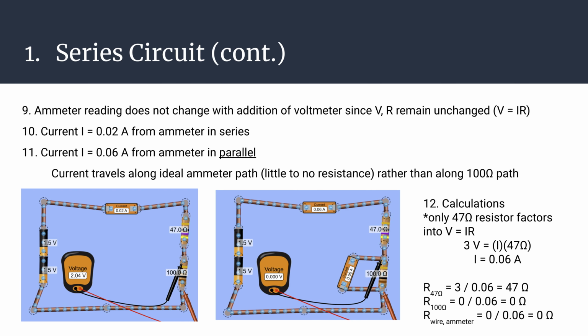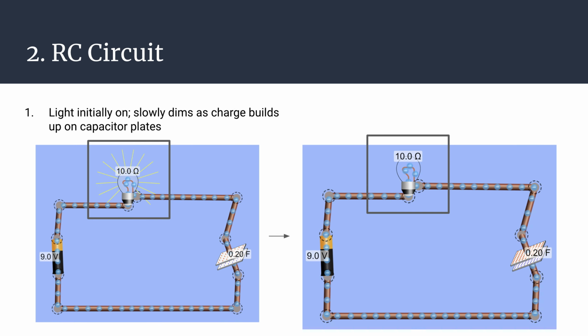If we place an ammeter in parallel to the 100 ohm resistor, we create a new path in the circuit with essentially 0 resistance. So the current is redirected there, which renders the 100 ohm resistor irrelevant and makes it so that the current is roughly 0.06 amperes, since now our Ohm's law equation for the circuit only factors in the 47 ohm resistor. Now we'll look at our RC circuit.